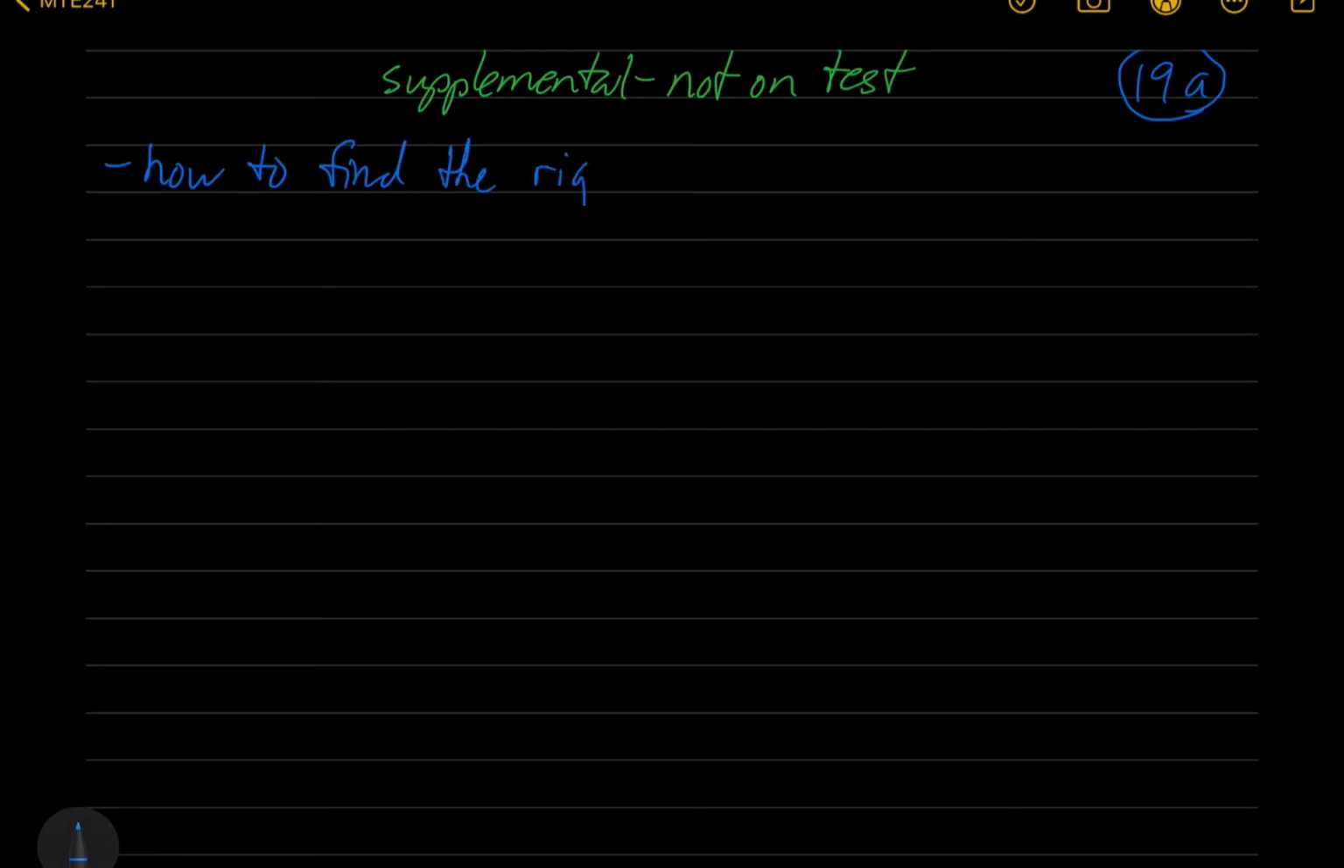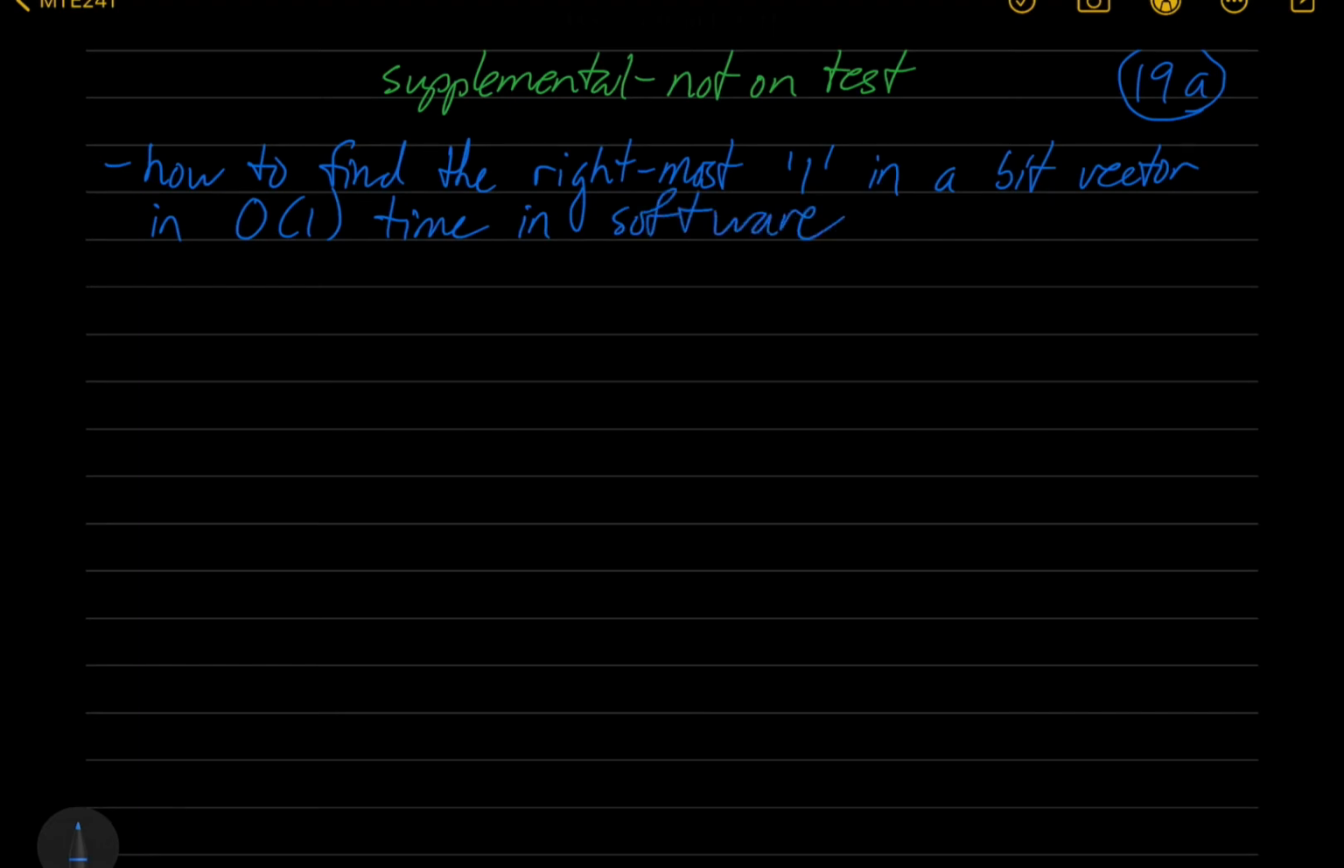So this is how to find the rightmost one in a bit vector in order one time in software. It's easy to imagine how you could do that in order n time. You just keep shifting until you test and you find that there's a 1 in the rightmost position in bit 0. But to do this in order one time is a bit more of a trick.